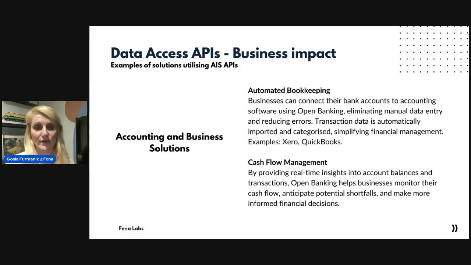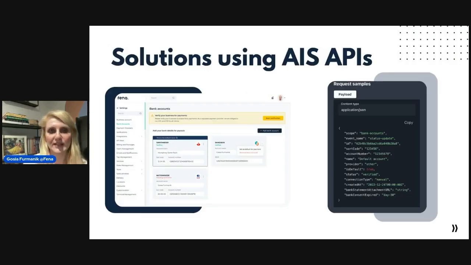Last but not least, it's worth mentioning the richness of business transactional data can be used for cash flow management and forecasting. And I've got an example here of how Fena utilizes account information services APIs. As we're mostly serving businesses, we use it for KYC and KYB. Our main product is payments, so we need to run KYC and KYB on all of our customers.